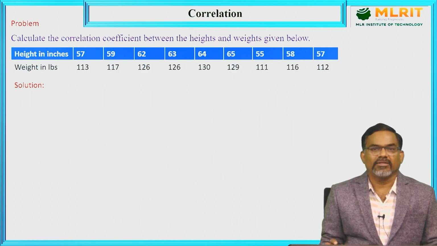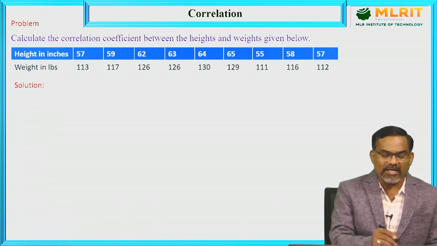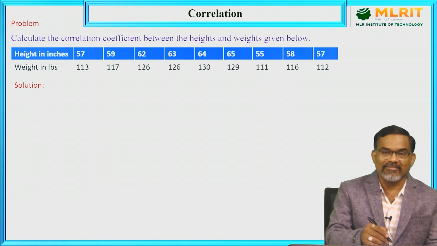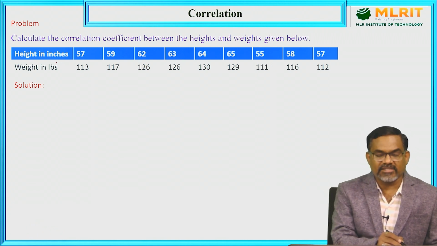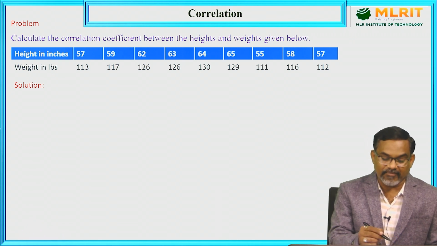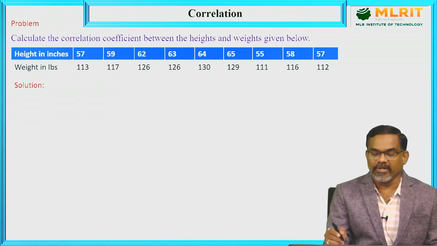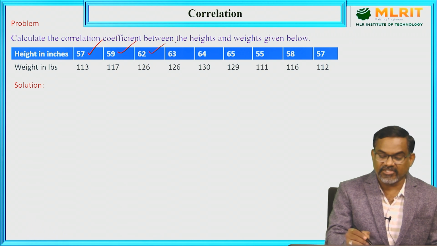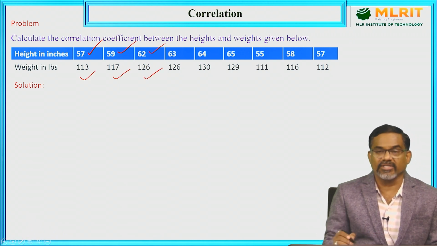Let us solve a problem on Karl Pearson's coefficient of correlation. Calculate the correlation coefficient between the heights and weights given below. In the given data, height in inches 57, 59, 62 and so on. Weight in lbs 113, 117, 126 and so on.